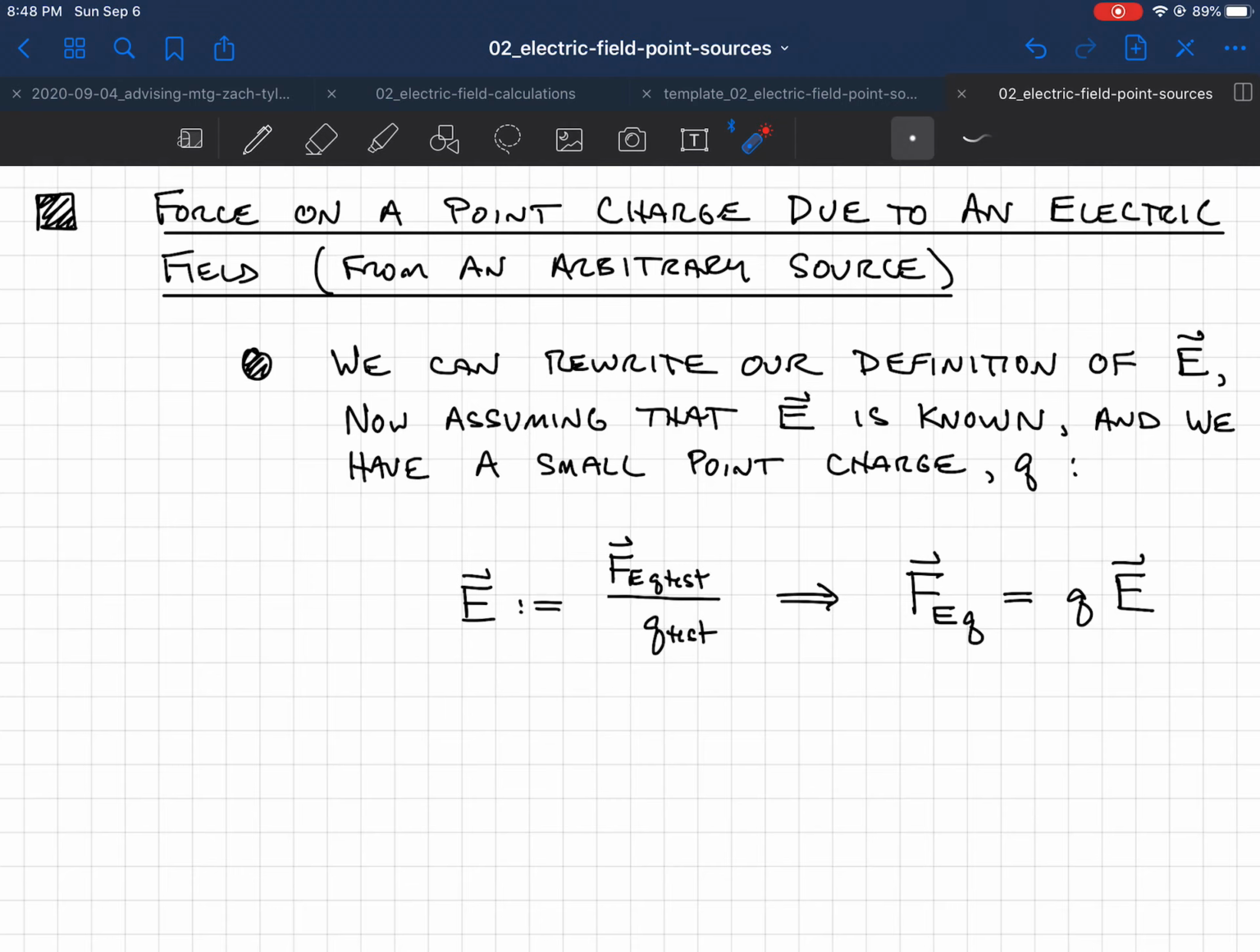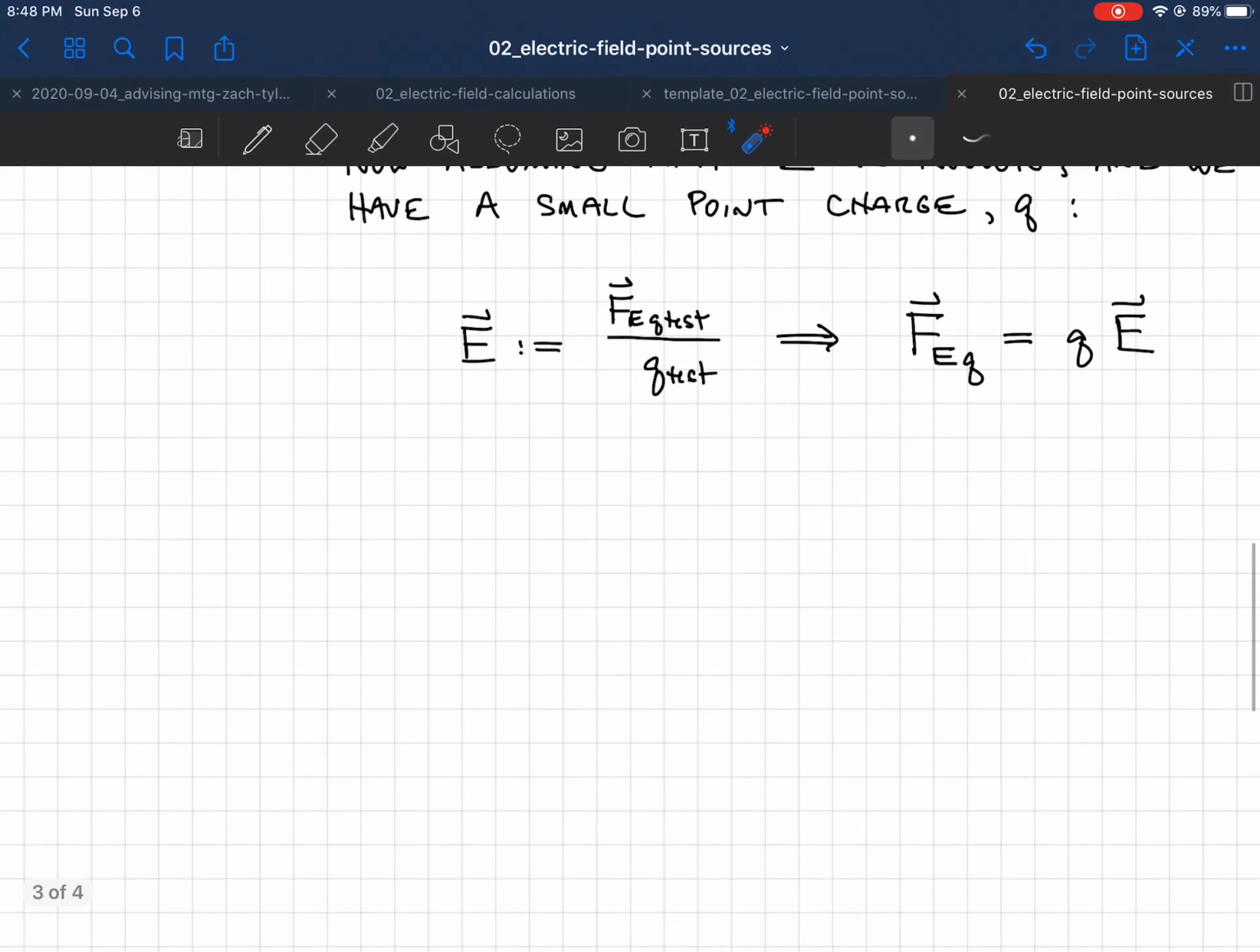So basically what we can do is we can say, well, we know the definition of the electric field looks like this, but let's sort of invert it. Let's say that instead of having a little tool that is our test charge, let's assume that we know exactly what the electric field is, and that we have a real charge, a real point charge Q. And then we just rearrange this equation, and we get that the force of the electric field on the point charge Q is equal to the point charge times the electric field. So we can see what that looks like.